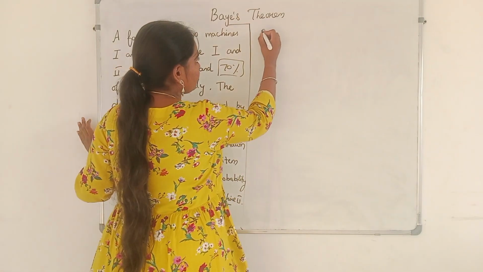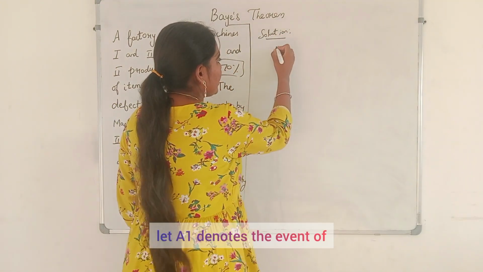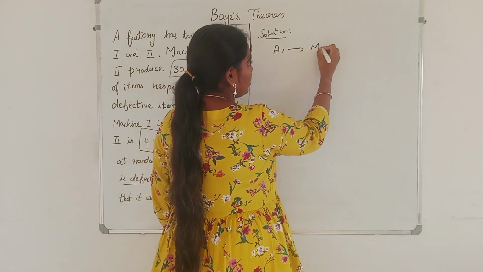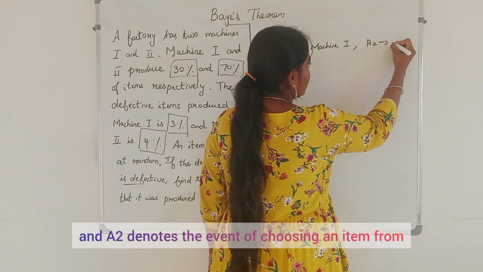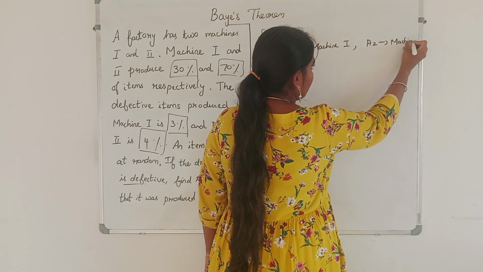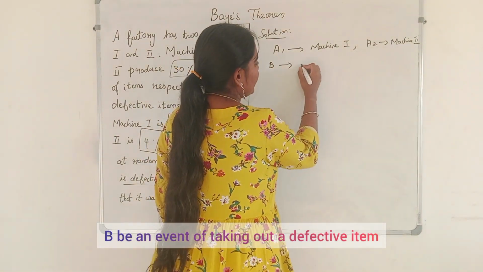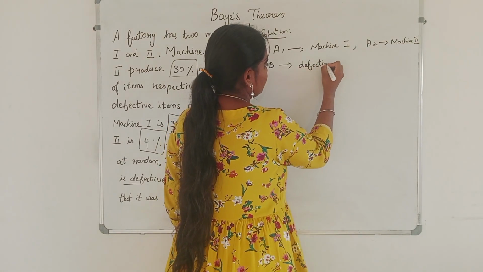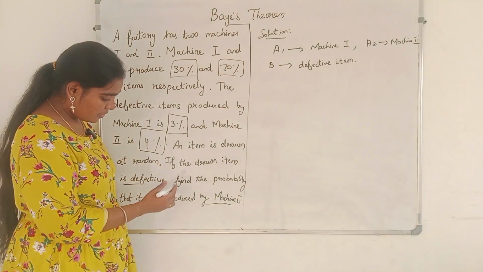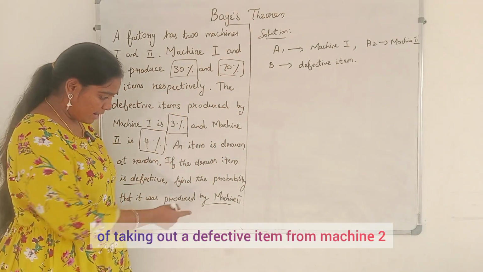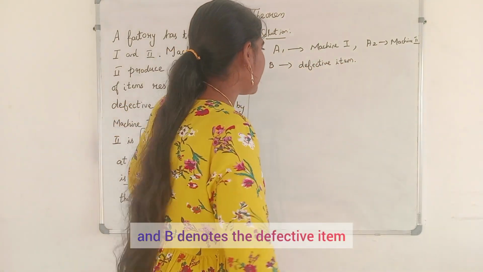Right. So, solution. There are two machines. Let A1 denote the event of choosing an item from machine 1 and A2 denote the event of choosing an item from machine 2. B be an event of taking out a defective item. So here you have to find the probability of taking out a defective item from machine 2. So A2 denotes machine 2 and B denotes the defective item.